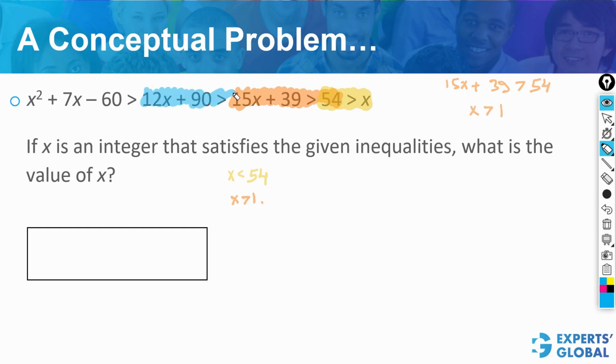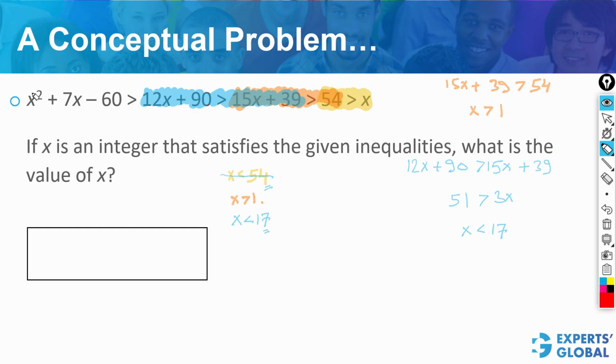Now let's look at the third condition. This suggests that x is less than 17. So we got a third condition here. This makes the first condition redundant, because if x is less than 17, it is of course less than 54.